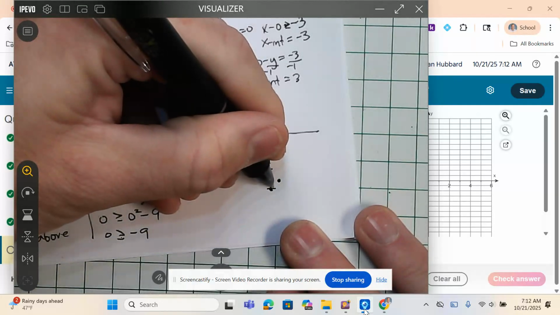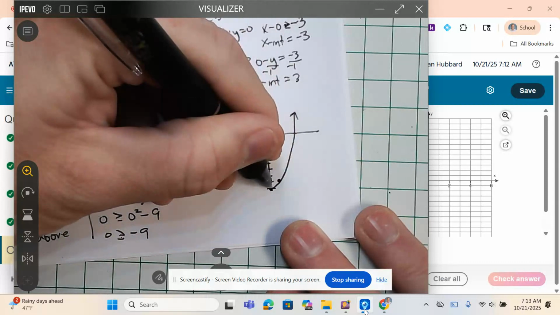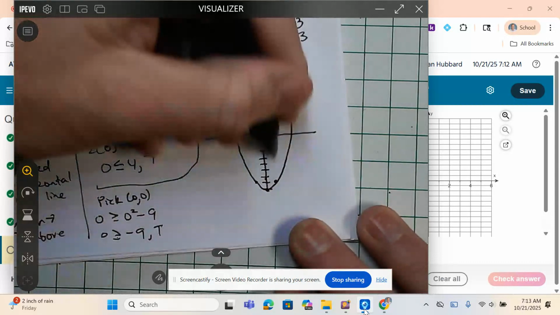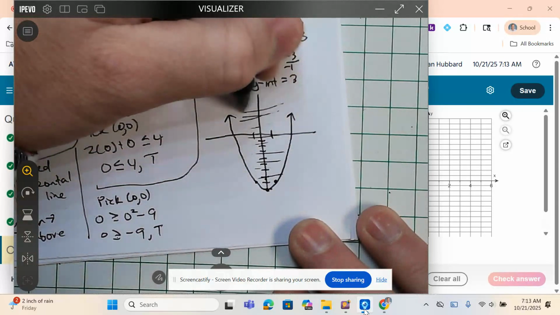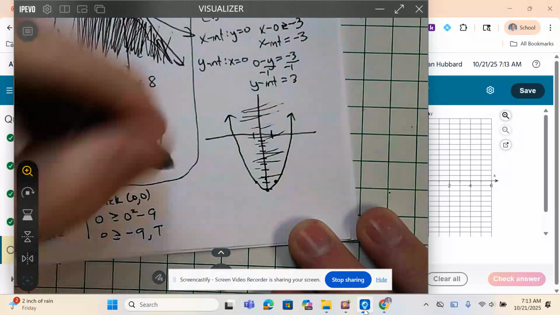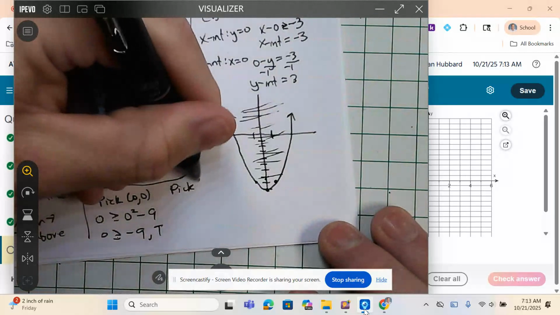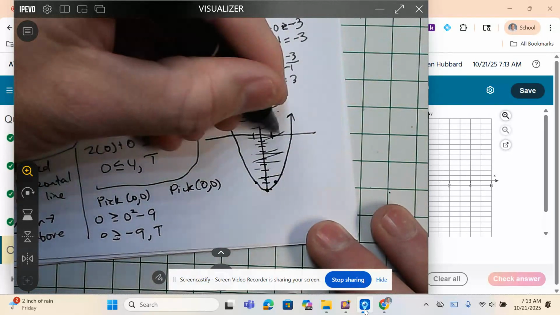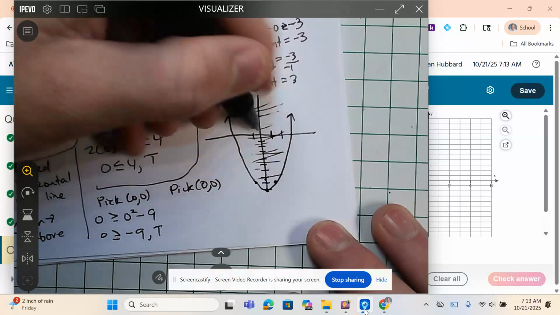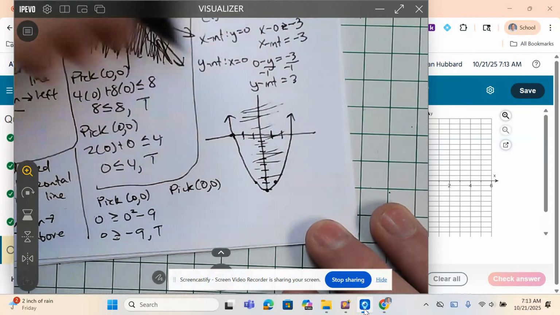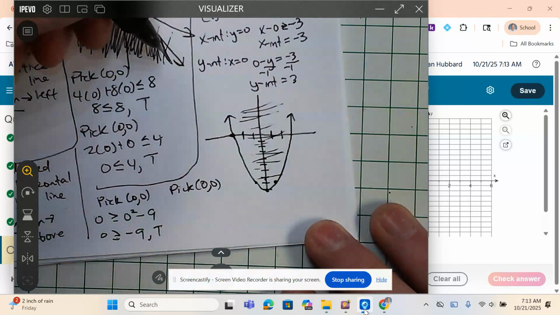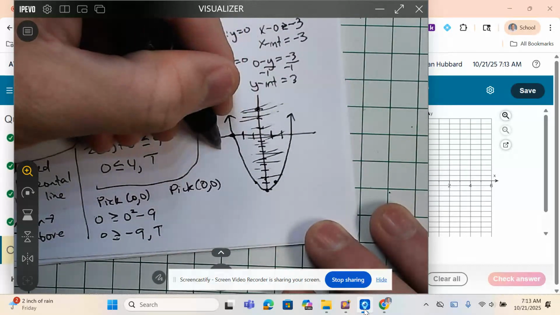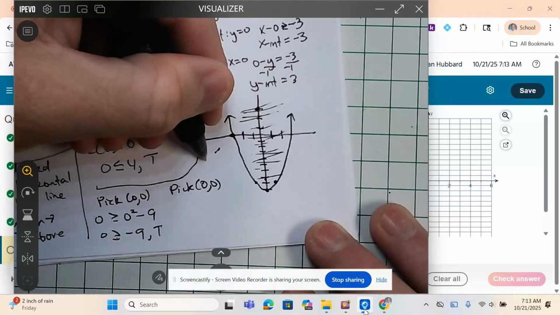I'm going too fast here. This is a solid. Connect with a solid. 0 greater than -9 is true, so that means it's going to be shaded towards 0, 0, which would be inside the parabola there. Now we'll pick 0, 0 for the other one. After I graph it, its x-intercept is -3. So 1, 2, 3. I believe it's going to be where that crosses there. And its y-intercept is going to be 3. 1, 2, 3. Okay, and so it's going to go a solid line as well.